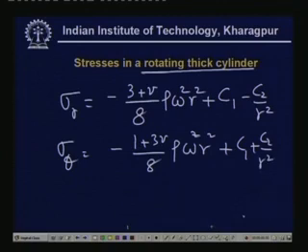For the plane strain problem, again it looks different, but I am not going into those details. So now you see the stress develops because of the rotation, and that may limit the speed of the flange, because the maximum rotating speed of the flange may get limited by this sigma theta or sigma r, whatever it may be. So these are the stresses for a rotating thick cylinder.